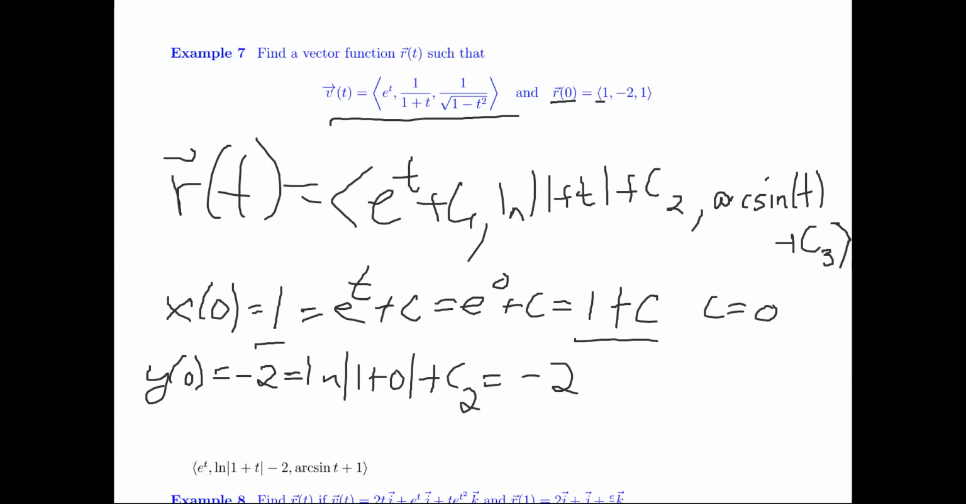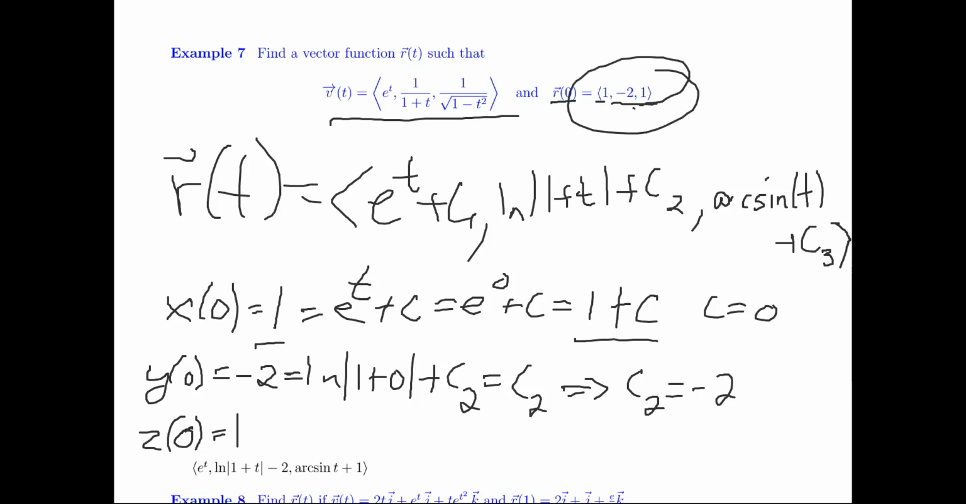Perhaps I should have written that as C2 here, which implies C sub 2 is negative 2. And then z of 0 is equal to 1. Again, where are we getting that? That's up here. And then we take our equation for z, which is arc sine of t plus c3, except we want to plug in 0 there.